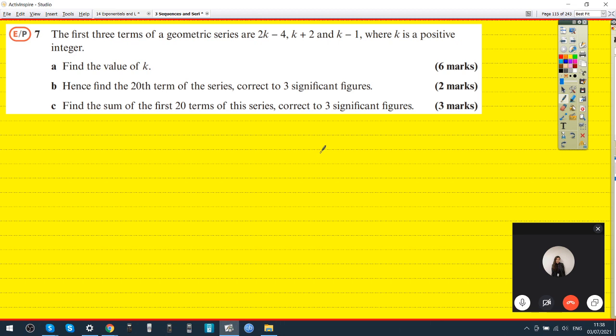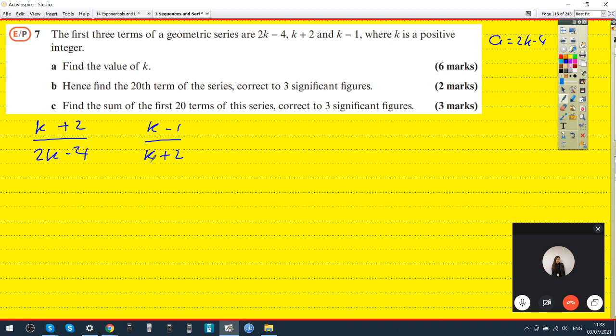So for this, you've got a is 2k minus 4. And then we can do k plus 2 divided by 2k minus 4 and k minus 1 over k plus 2. And what about those? Those give you the... What goes in the middle?